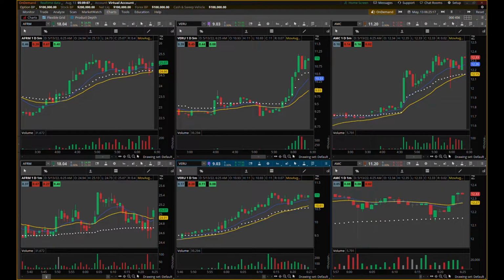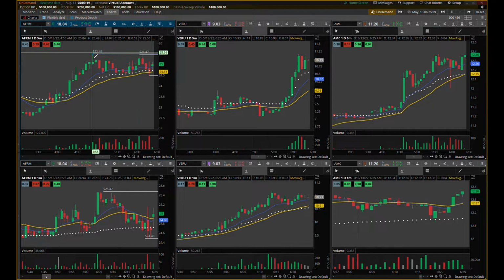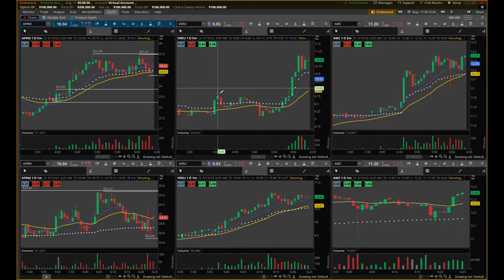So what I'm going to do is draw some lines. We'll mark out support levels and resistance and pivots and support and a pivot here. Oh, it froze up. See that? So we're a little slow on the platform this morning.